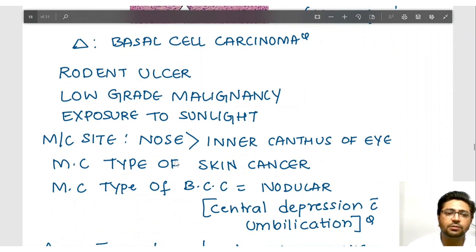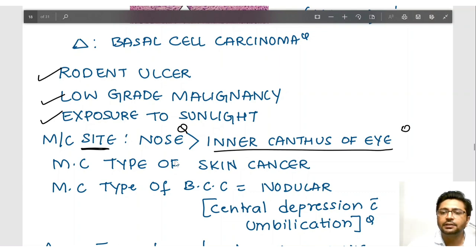So basal cell carcinoma, some important points. It is also known as rodent ulcer. It is a low grade malignancy, and the most common risk factor is exposure to sunlight. What is the most common site? Remember this, the nose is the most common site, followed by the inner canthus of the eye. This is frequently asked. It is also the most common type of skin cancer. So the most common type of skin cancer is basal cell carcinoma.